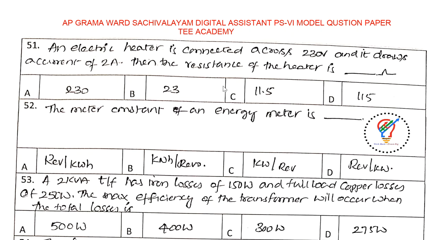Now here the question is: they gave a voltage, they gave a current, and they simply asked to find the resistance. So simple, no? What is the formula here? The basic formula is Ohm's law, V is equal to R into I. So R is simply V by I. How much is V? You got it as 230 divided by 2. The options are 230, 23, 11.5, and D is 115. So the correct answer is 115 ohms here. Similarly, we'll move to the next question.